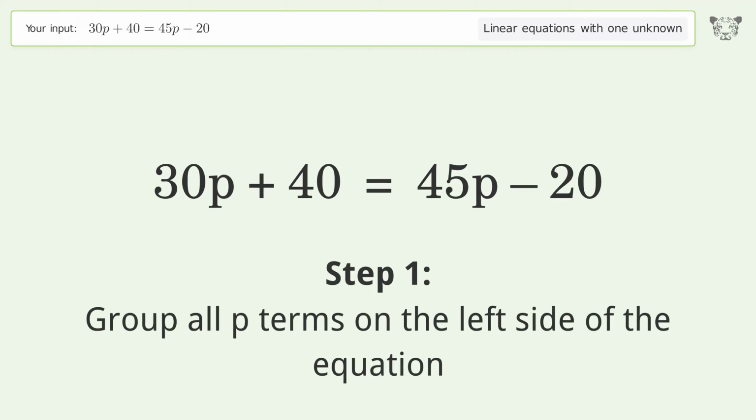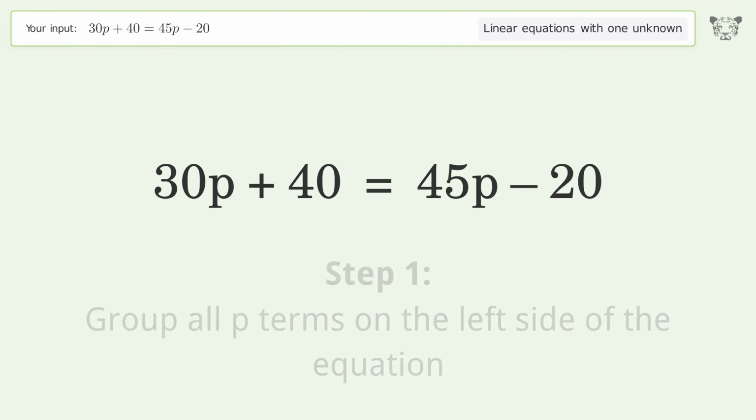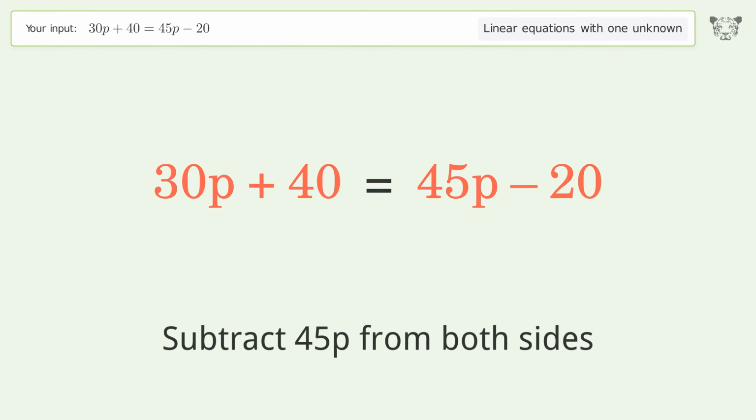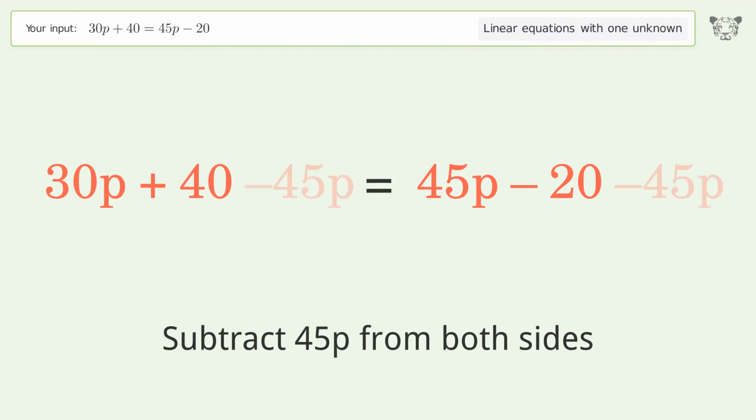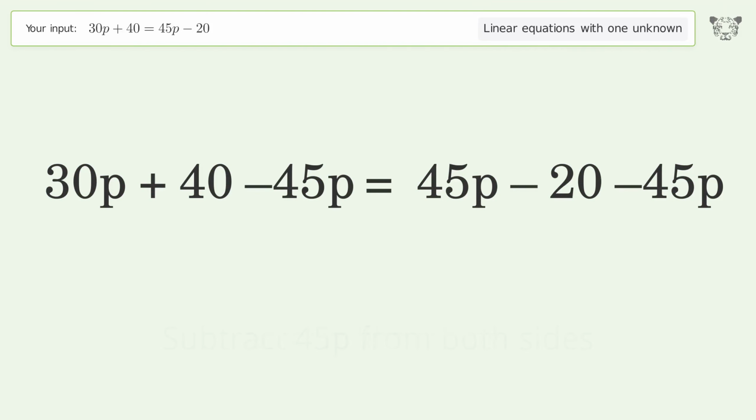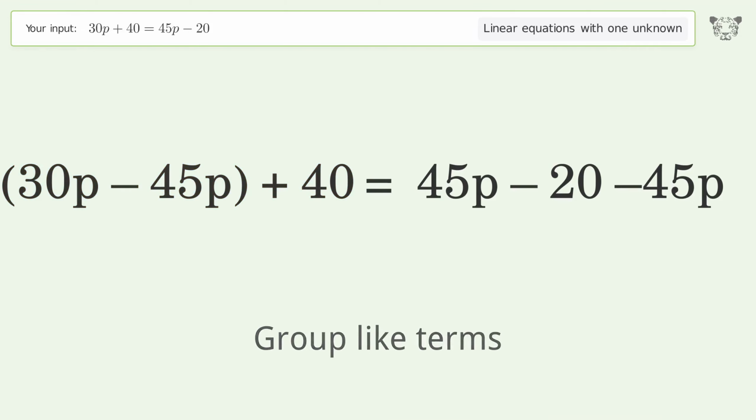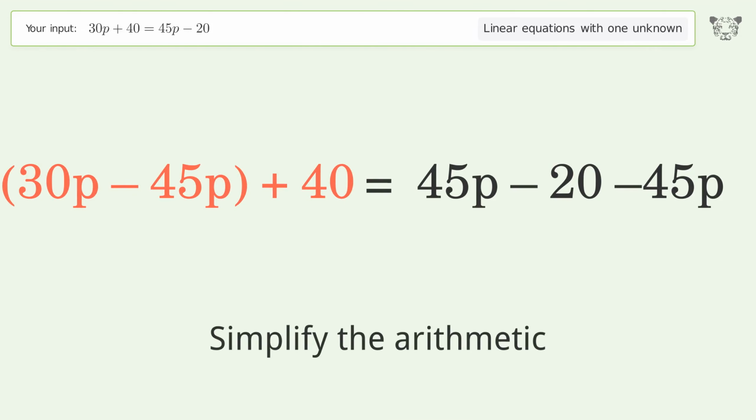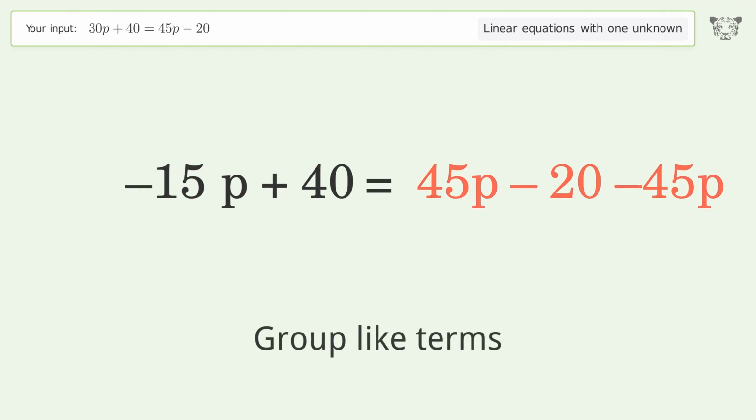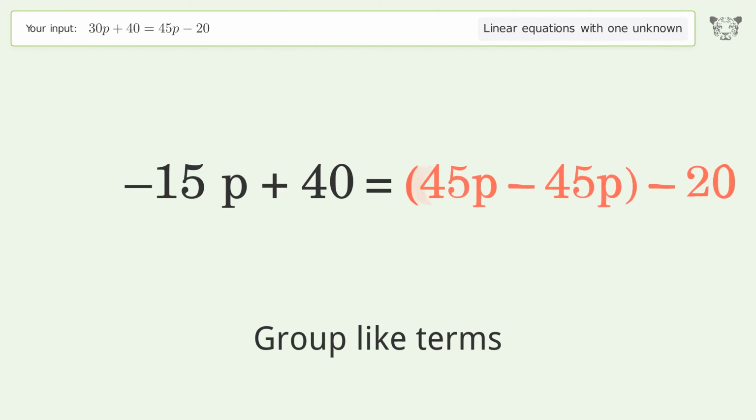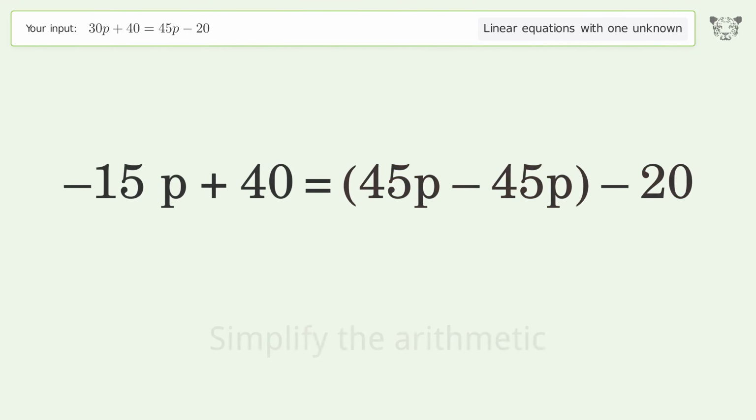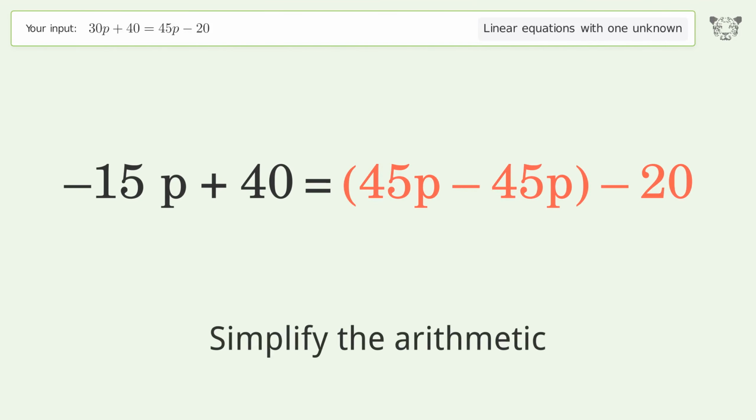Group all p terms on the left side of the equation. Subtract 45p from both sides. Group like terms. Simplify the arithmetic. Group like terms. Simplify the arithmetic.